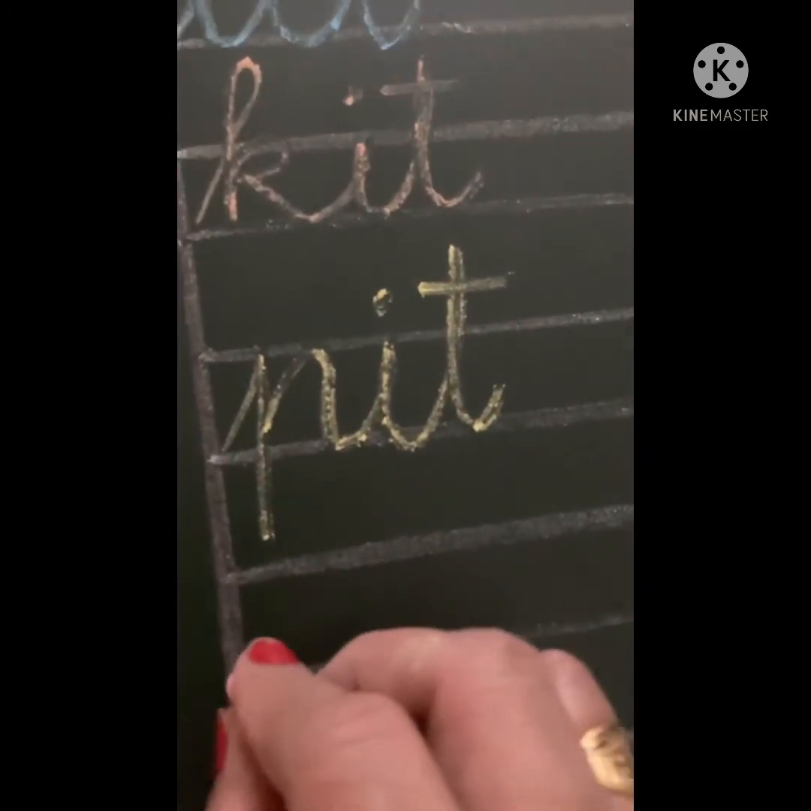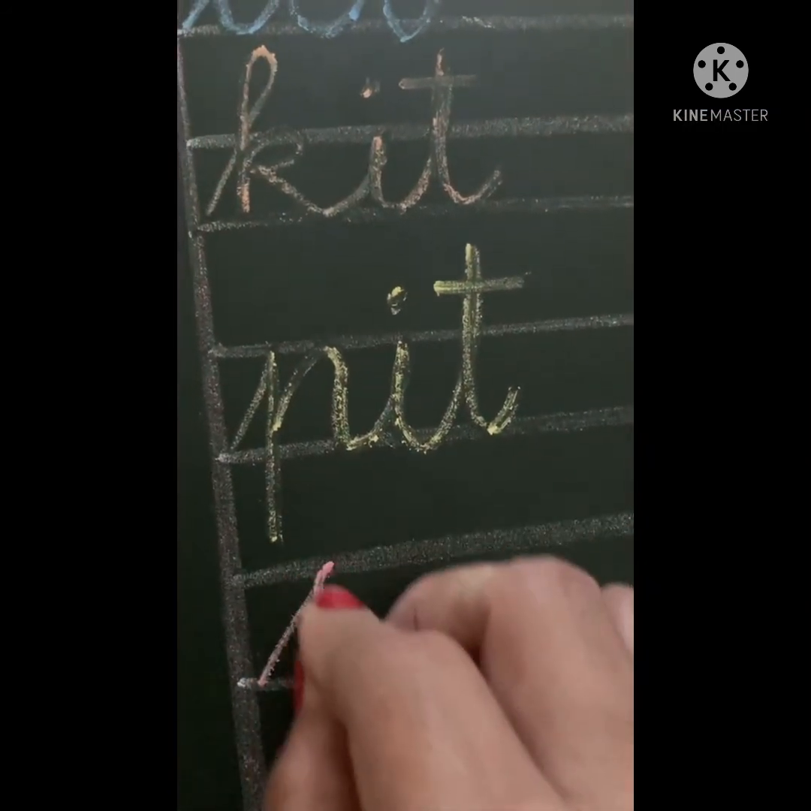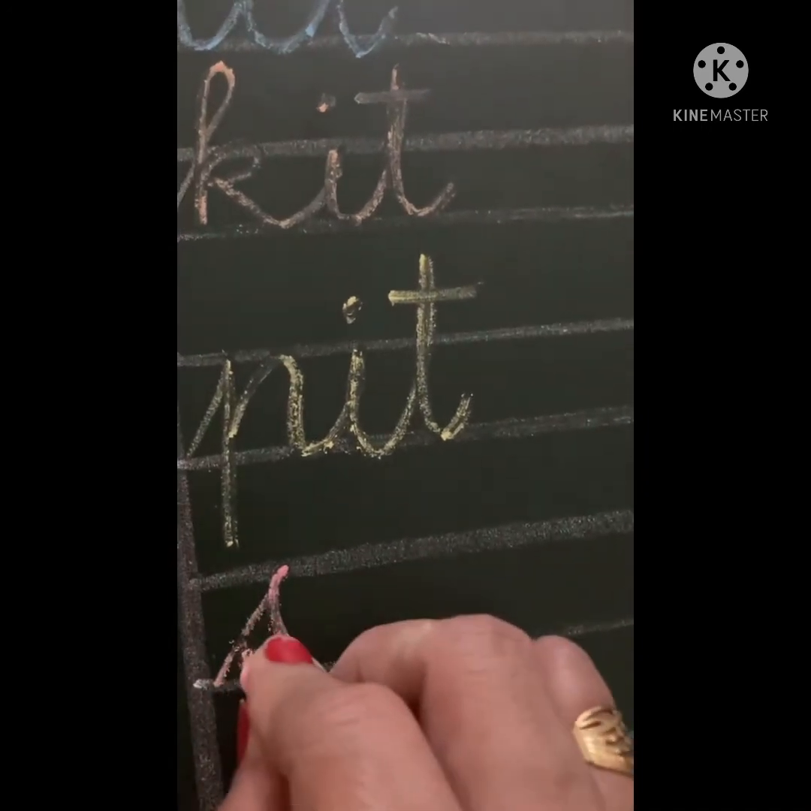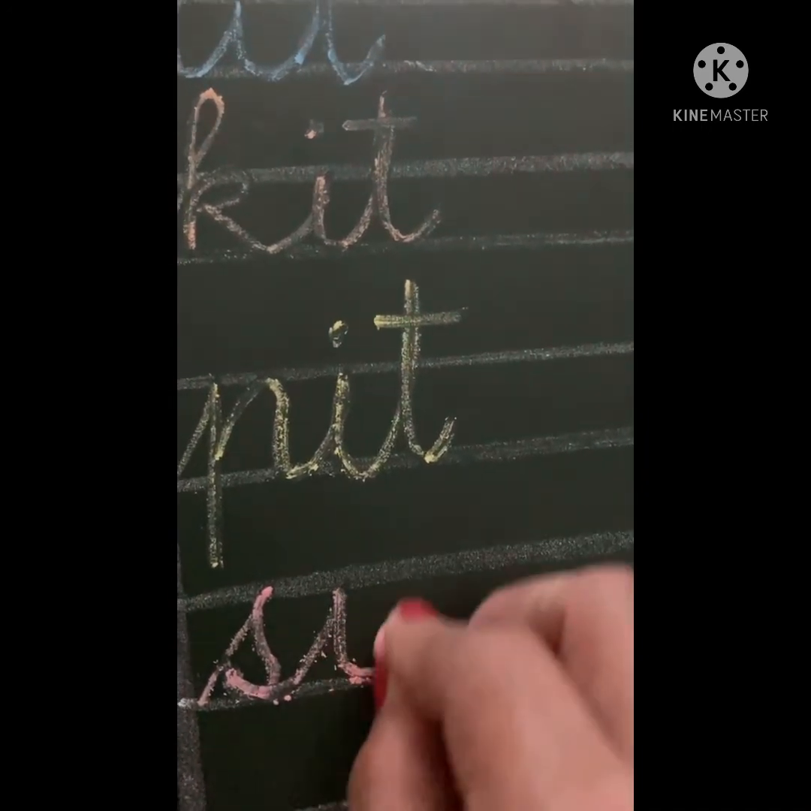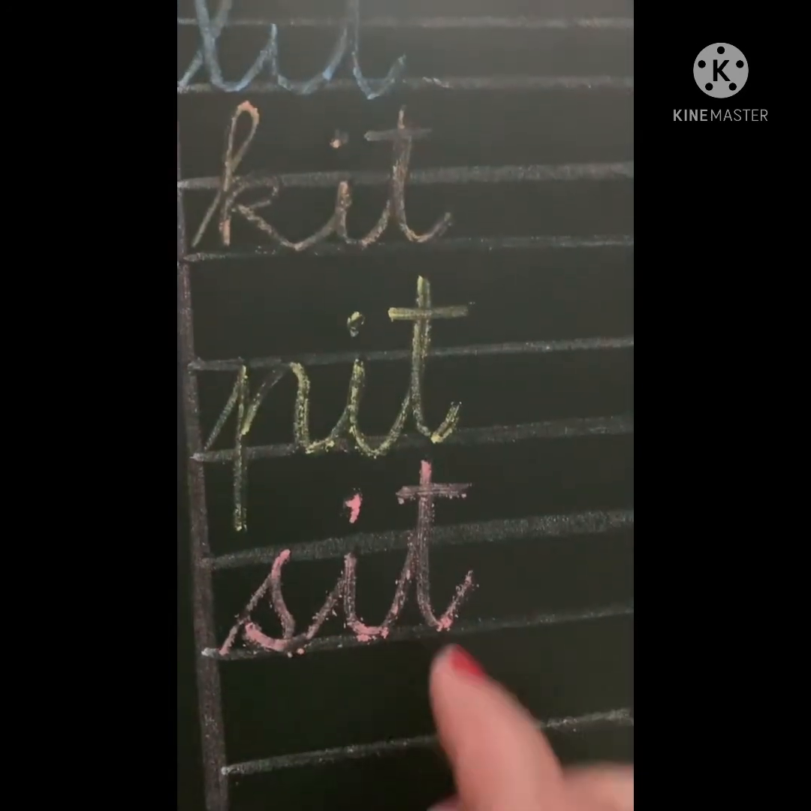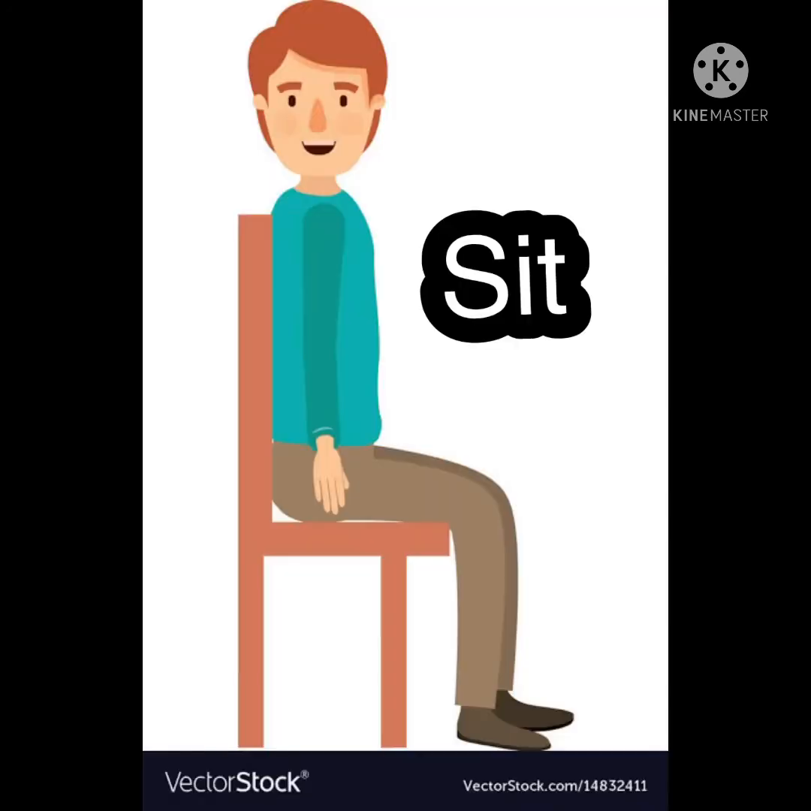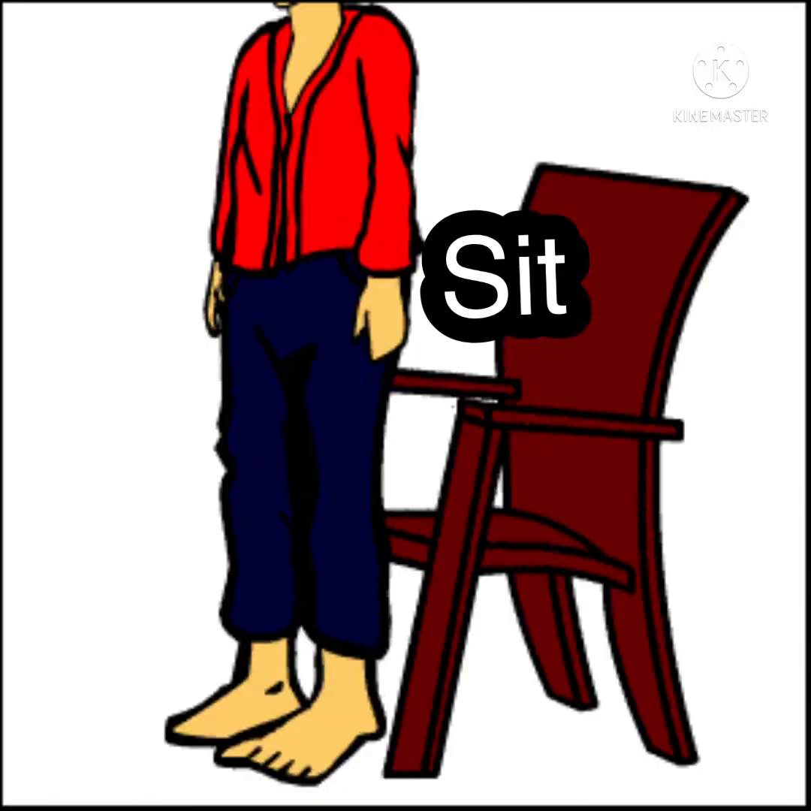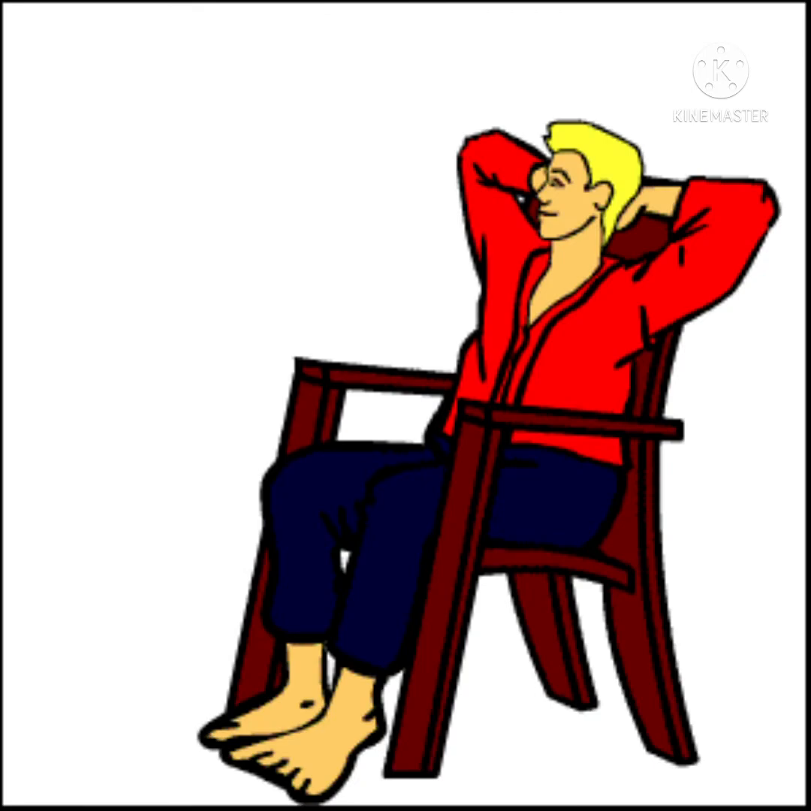Let's write the next word starting with the S sound. Extend its flick and make I. Extend its flick and make the T. So, S, it, sit. This is the act of sit. A man is sitting on the chair and relaxing.